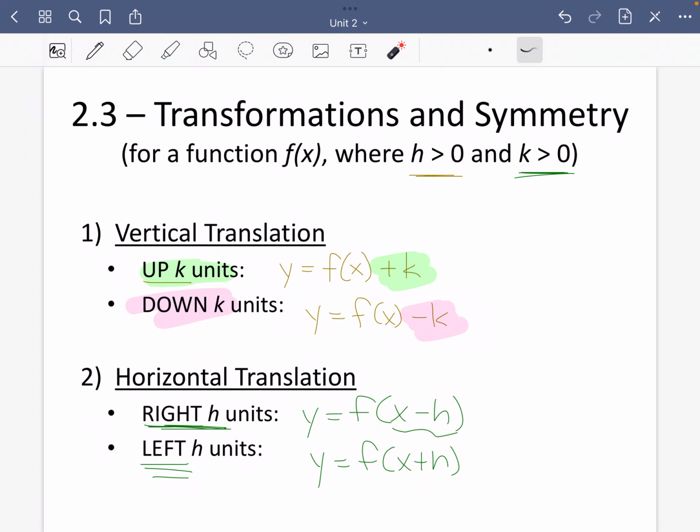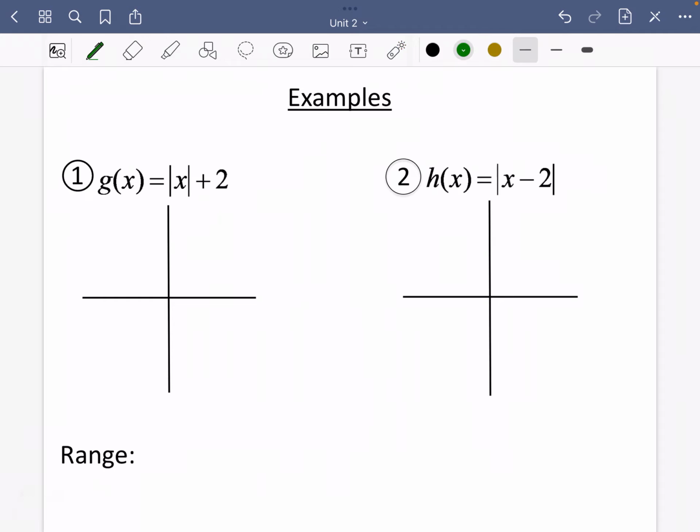So let's look at a couple examples. I'm going to draw two graphs here. I will draw the base graph. If we did not have this plus 2 at the end, if we just had g of x is equal to the absolute value of x, what does that graph look like? Well, that graph is an absolute value graph. It just looks like this V. So this is y equals the absolute value of x. What is this plus 2 going to do to it?